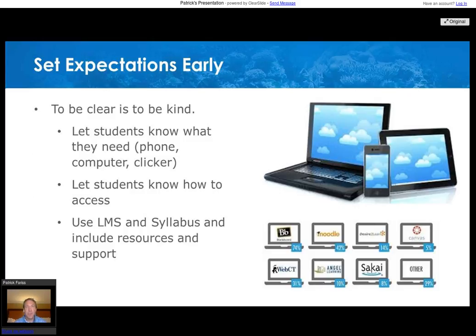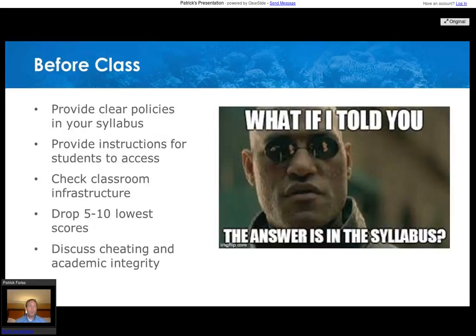So if students know the same thing, they know what to bring with them, whether it's their phone or a clicker or a computer. If students know how to access the technology, if they know where to go in the learning management system, where do I find the information in the syllabus? Set expectations early for students so that students are able to know what is expected of them. Communicate those things. So before class, what do we do if we want to implement a student response system?